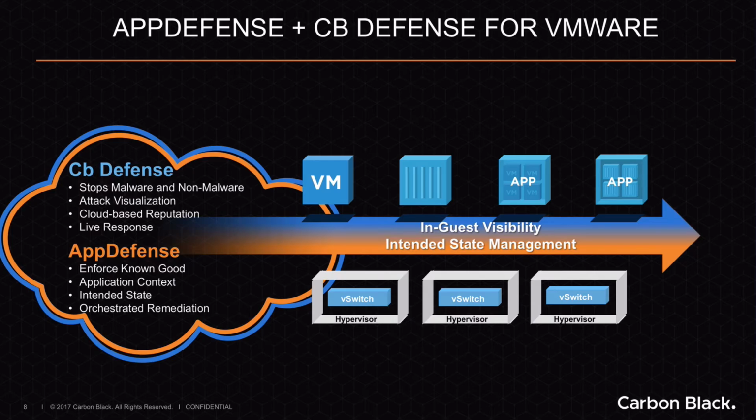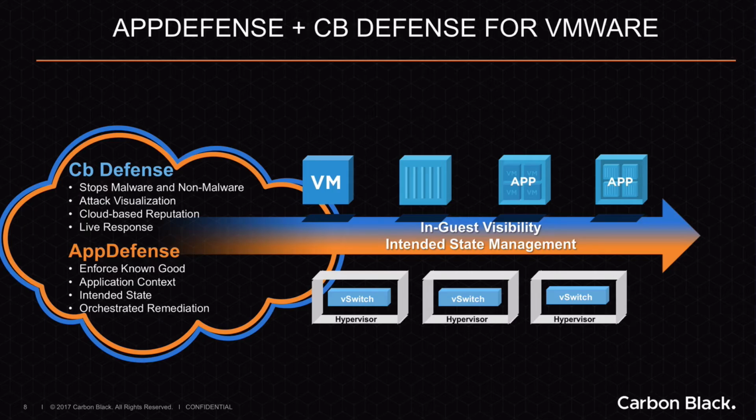The AppDefense and CBDefense for VMware combined solution takes these two best-of-breed approaches to positive and negative security and combines them to fully secure the software-defined data center. By combining this knowledge of the intentional state of applications with streaming prevention, the solution is able to effectively cover all attack vectors within the software-defined data center.